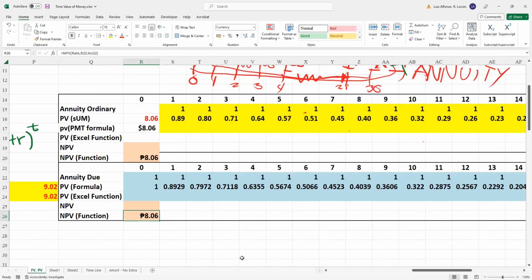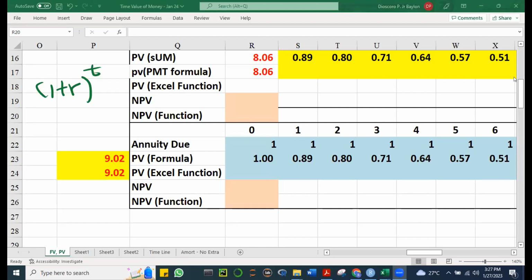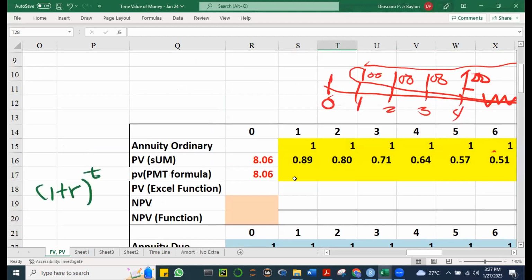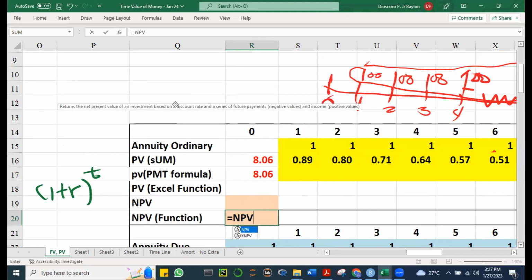So James, Luis is correct as far as the annuity ordinary is concerned. Let me share my screen. However, for the annuity due, the answer that came out was the same as the annuity ordinary. So let's do this: equals NPV. It's important for us to understand how the function works. Before we write the parentheses, let's read what is required for the NPV function.